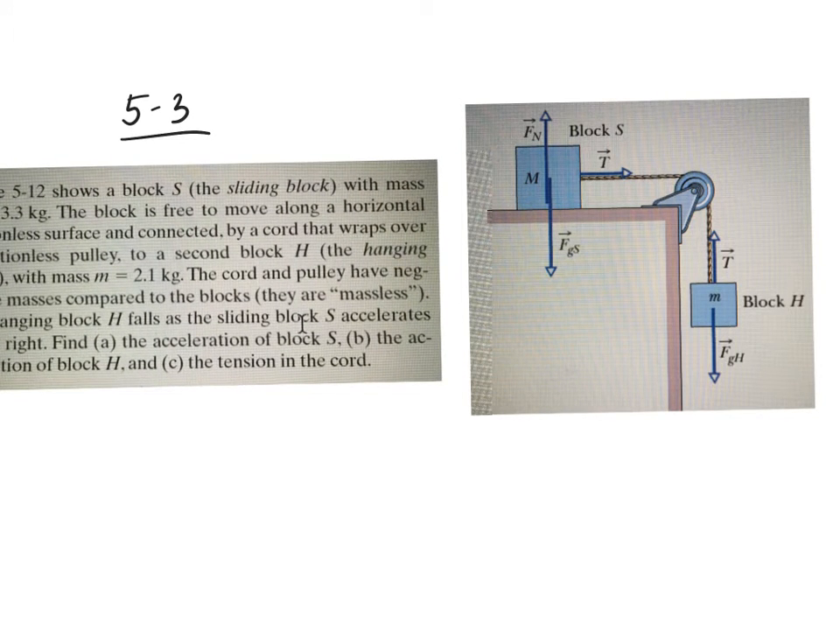Okay. So let's take a look at what's going on here. First, the figure on the right shows a block S sliding with a given mass. The block is free to move along the horizontal frictionless surface. And that happens on the test a lot with multiple choice problems. A lot of the time, multiple choice problems will involve something that's frictionless because it's less work for you to do.